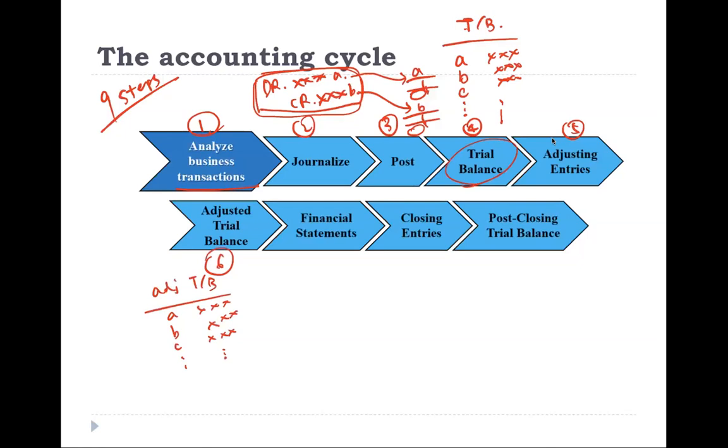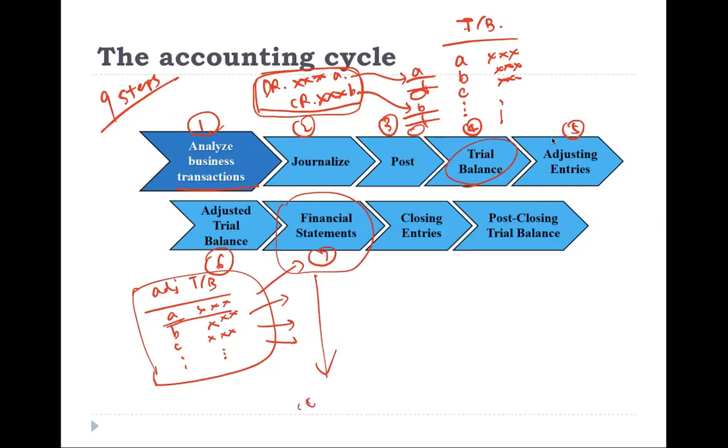And then step 7 is the financial statement. Based on the adjusted trial balance, we take, for example, A is cash, and cash is an asset account, and the place we should put cash is on the balance sheet. So we just put those accounts into different financial statements, and that is step 7. And financial statements are usually included in forms like the 10K report or 10Q report of firms.